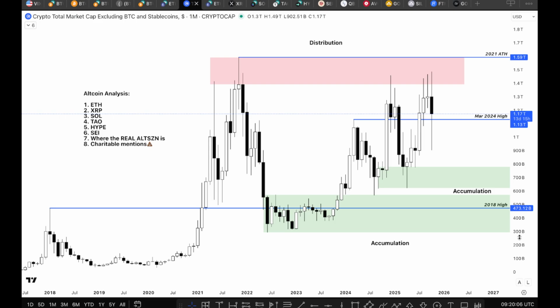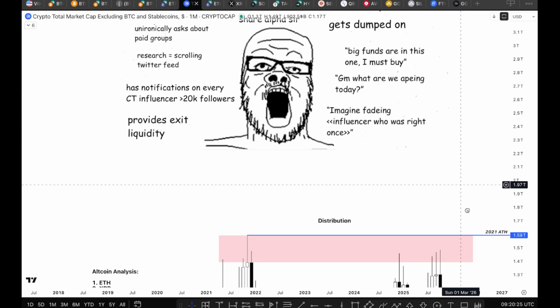Today, I'm going to give you guys the distribution levels, the accumulation levels, the high time frame pivot levels, so that you guys know how to make money on your altcoins. It's going to be no nonsense, giving you guys the real deal here. Not looking for those XRP YouTube clicks like most people.